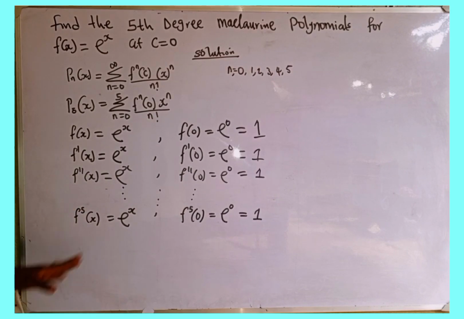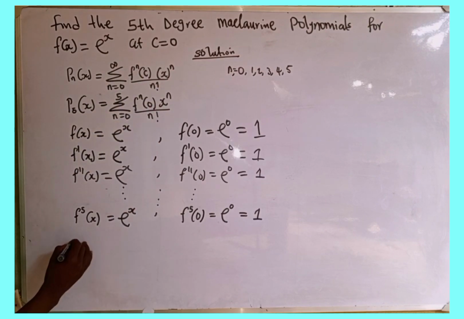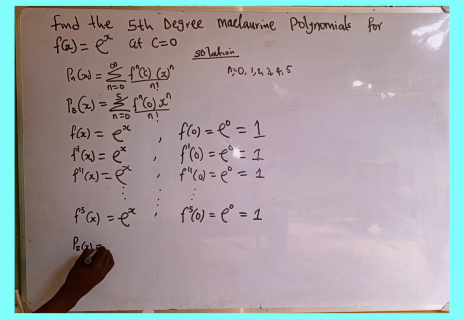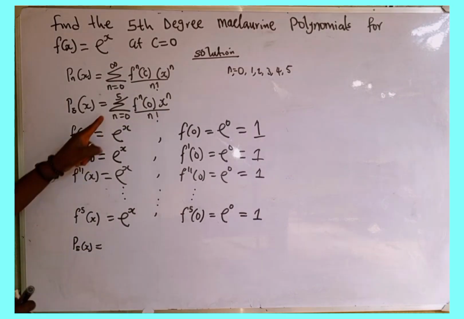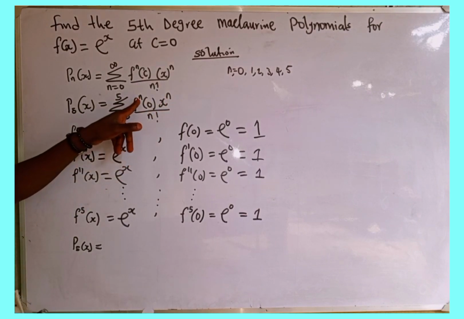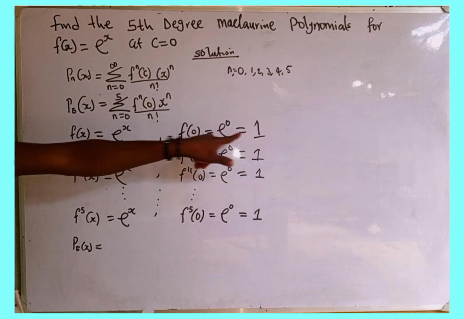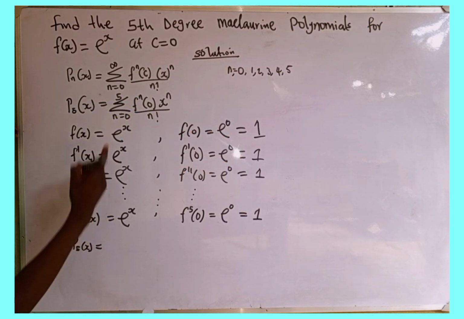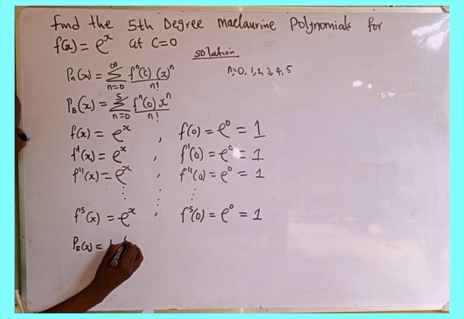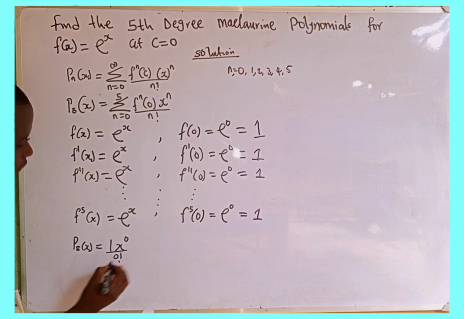Now the next thing we are going to do is get the polynomial. The formula is given as P subscript 5 of x equals the summation of f to the power of n of 0, x to the power of n all over n factorial. So at n equals 0, we have 1. In place of f at n equals 0 of 0, it's going to be 1, multiplied by x raised to the power of 0 all over 0 factorial.